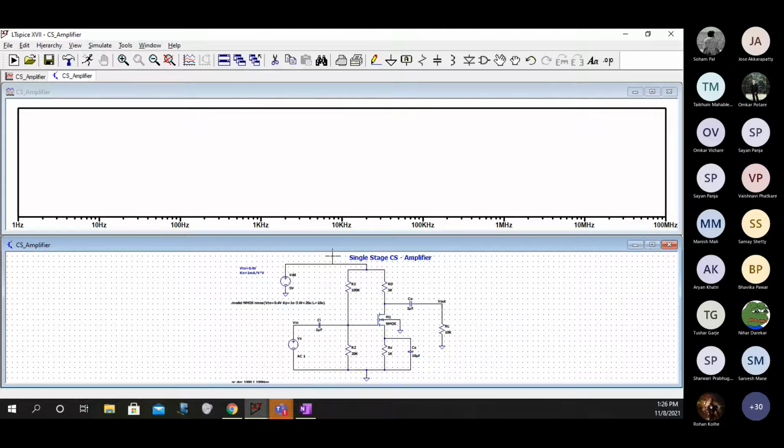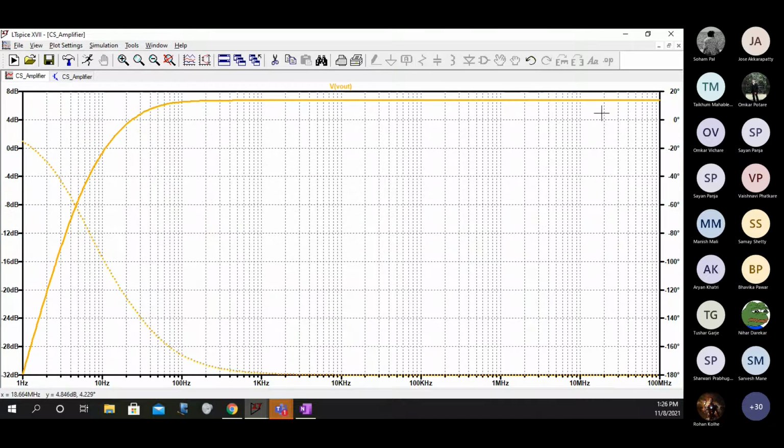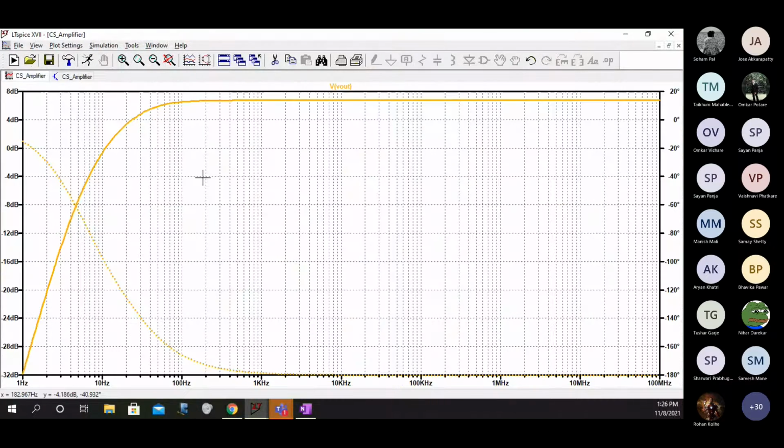So once you simulate this thing, what you can see here is going to be your frequency response. So this is like your ideal response actually. There is some low frequency value, you get a lower slope, but you don't get a higher slope. Now what is the reason for that?